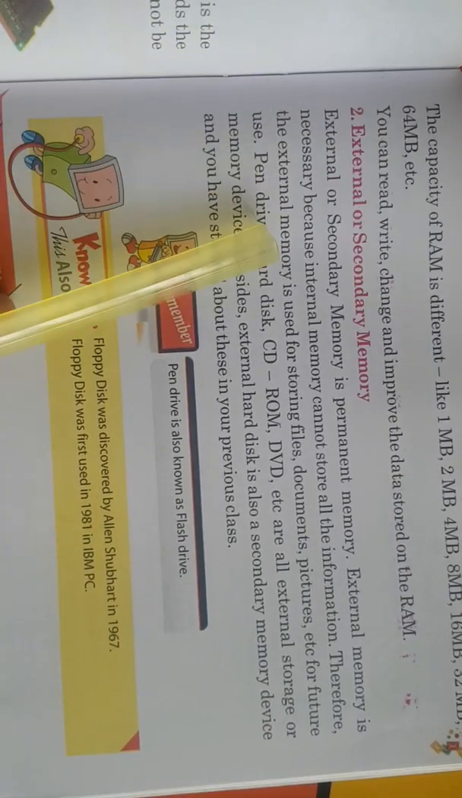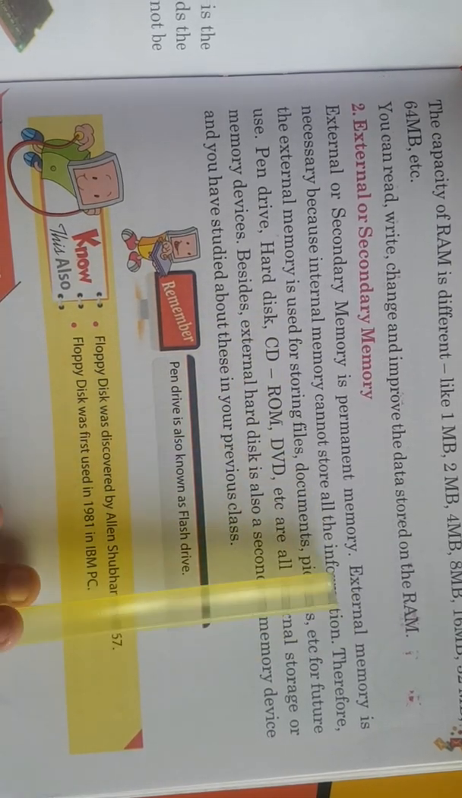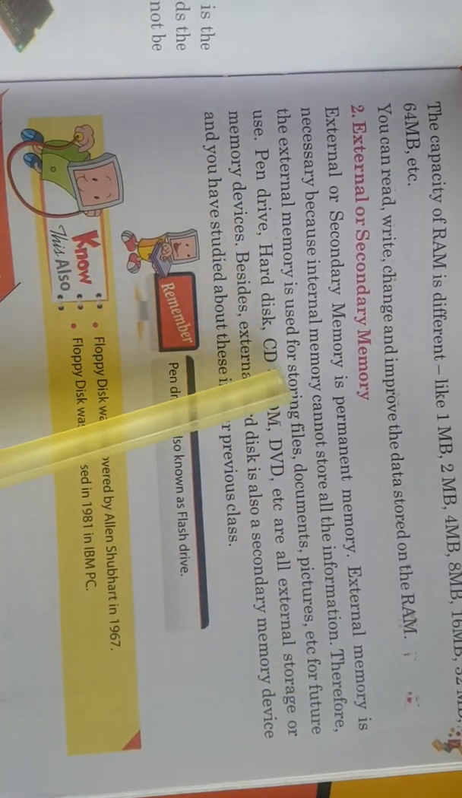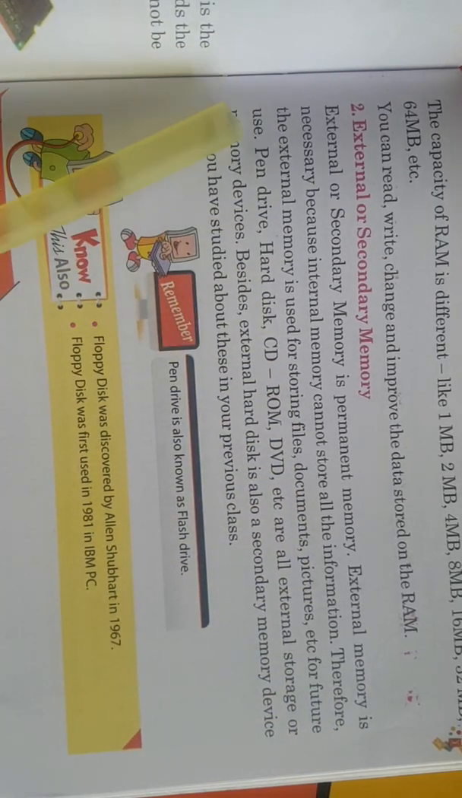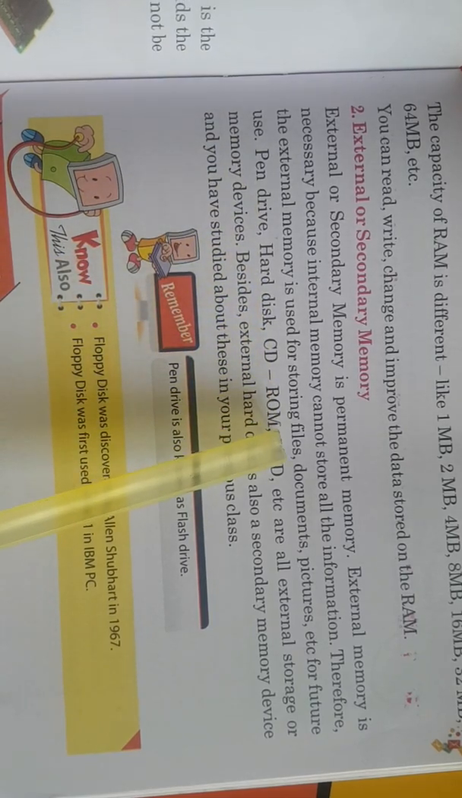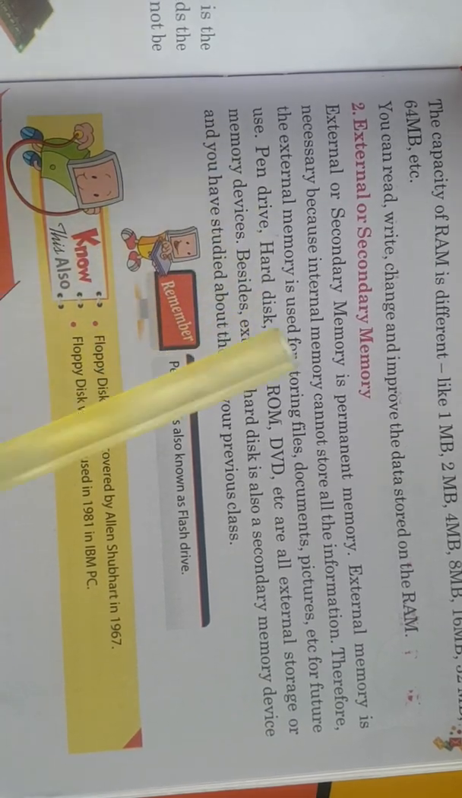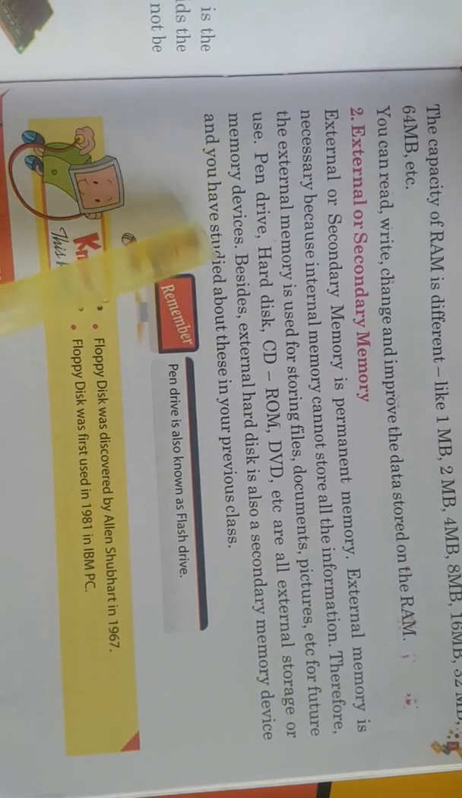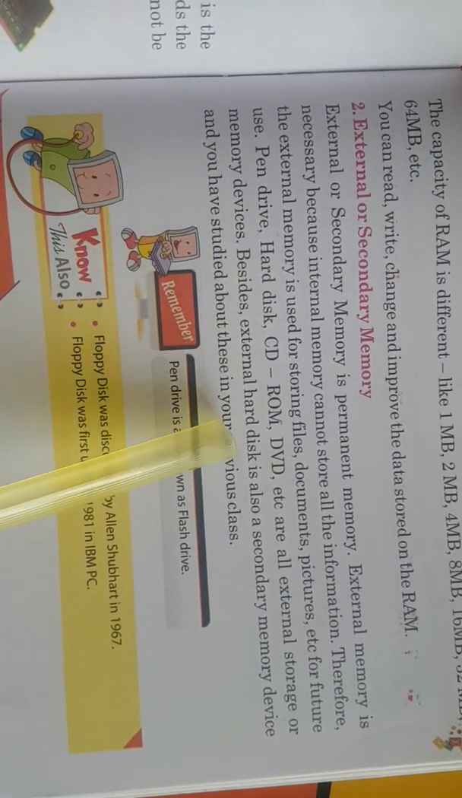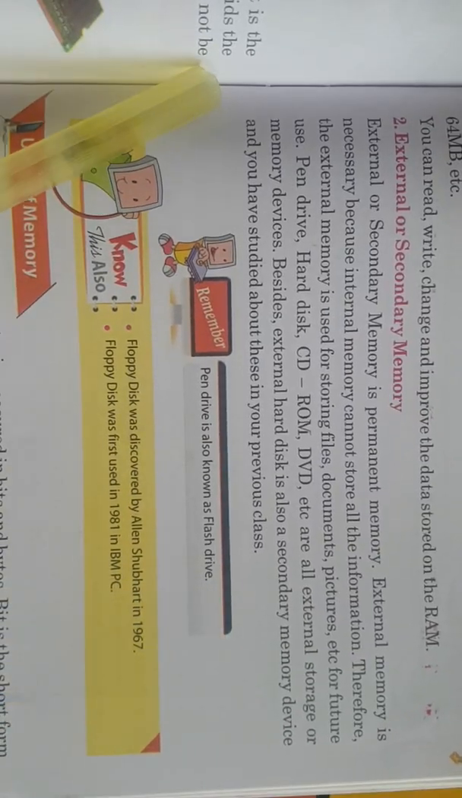Now second is external or secondary memory. External or secondary memory is a permanent memory. External memory is necessary because internal memory cannot store all the information. Therefore, the external memory is used for storing files, documents, pictures, etc. for future use. Pen drive, hard disk, CD-ROM, DVD, etc. are all external storage or memory devices. Besides, external hard disk is also a secondary memory device, and you have studied about these in your previous class.